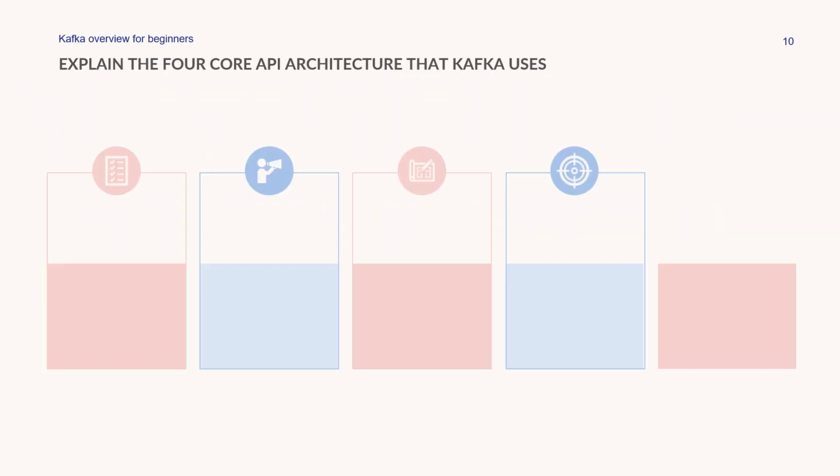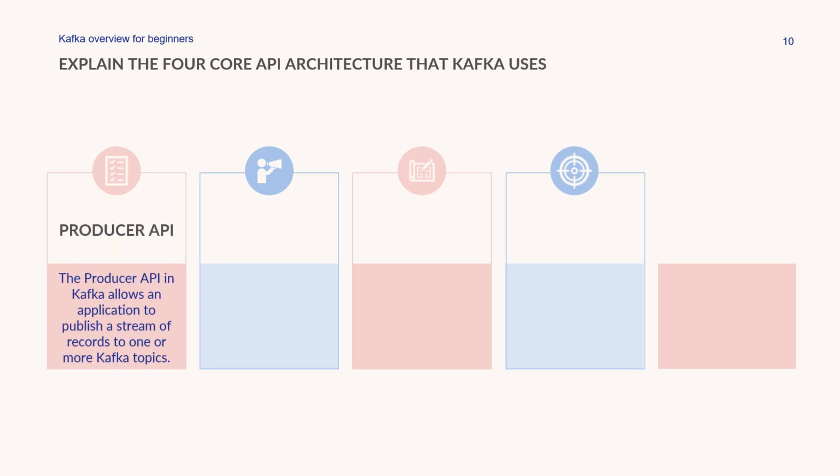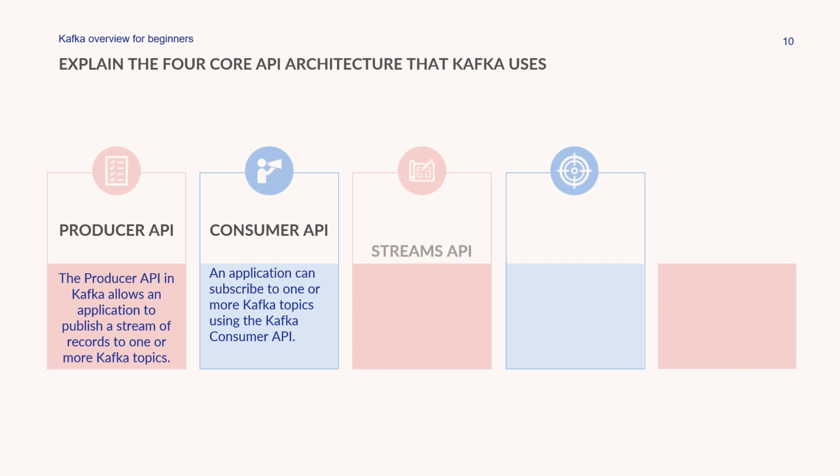There are 4 core API architectures that Kafka uses. Producer API: the producer API allows an application to publish a stream of records to one or more Kafka topics. Consumer API: an application subscribes to one or more Kafka topics using the Kafka Consumer API.